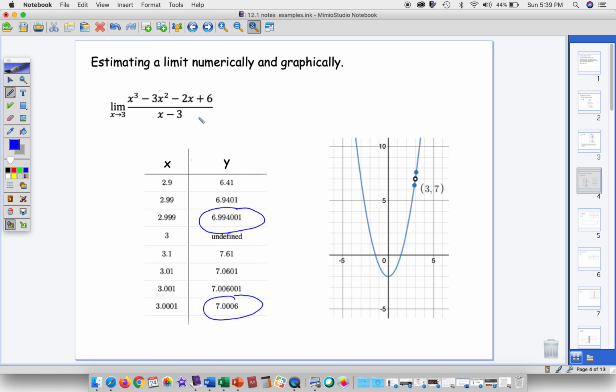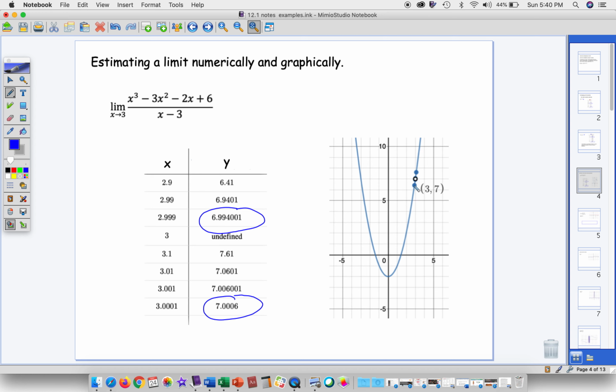Now, if you remember back when we talked about rational functions, we could actually do the graph of this by reducing out the common factor of x minus 3, and we end up with a quadratic. Here's the graph of that quadratic, and remember when you have that common factor, do you remember what happens? Instead of a vertical asymptote, we have a hole in the graph at 3. But on either side of that hole, the y values are approaching 7.